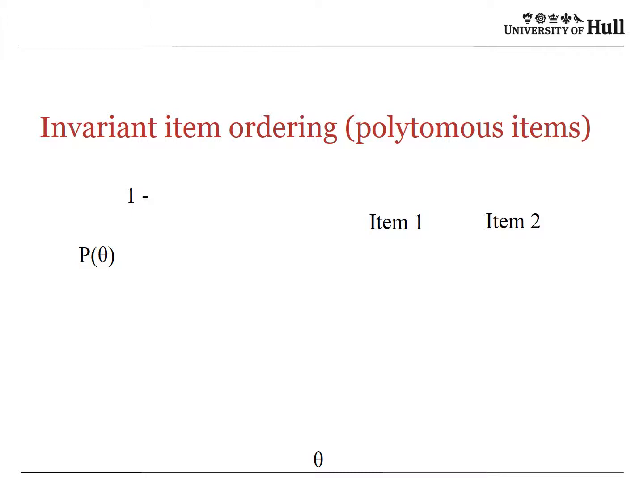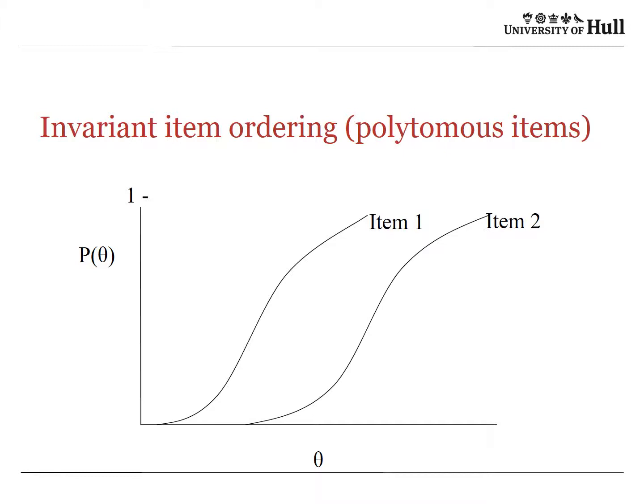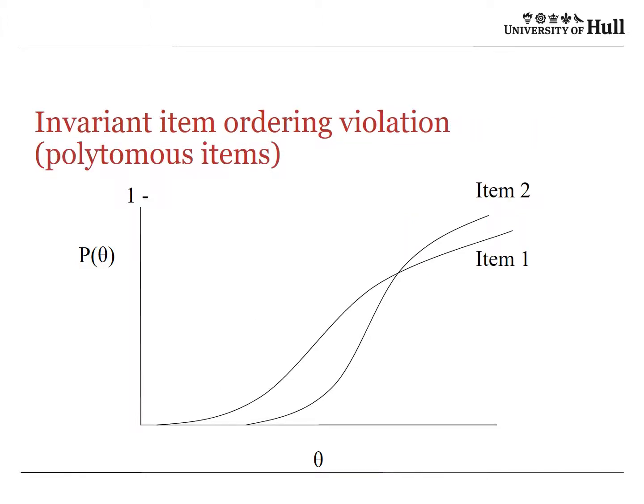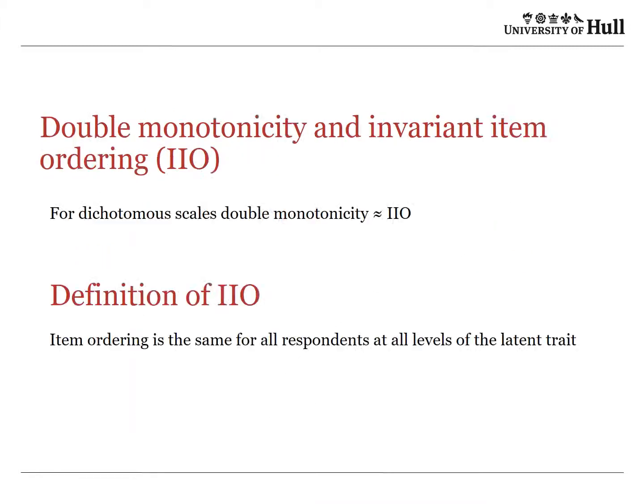And here we see an example of invariant item ordering of polytomous items. It looks very like double monotonicity, doesn't it? And it is really the equivalent of that for polytomous items. However, strictly speaking, this would only show invariant item ordering if both of these items were ordered in exactly the same way at all levels of the latent trait and for every individual who responded to the item, and that they didn't intersect at any point. So that's a violation of invariant item ordering. Again, it looks very like a violation of double monotonicity. I've used the same slides to make the same point.